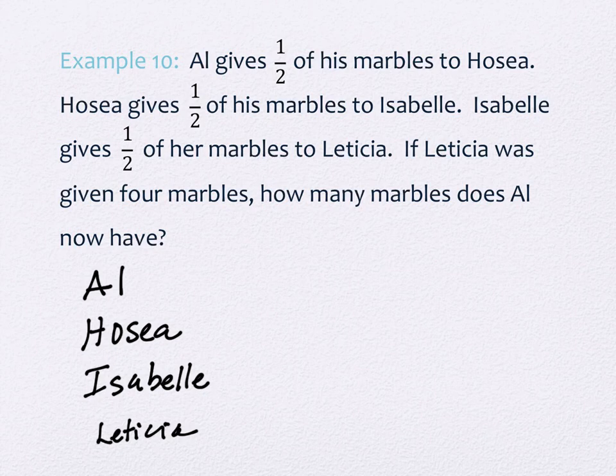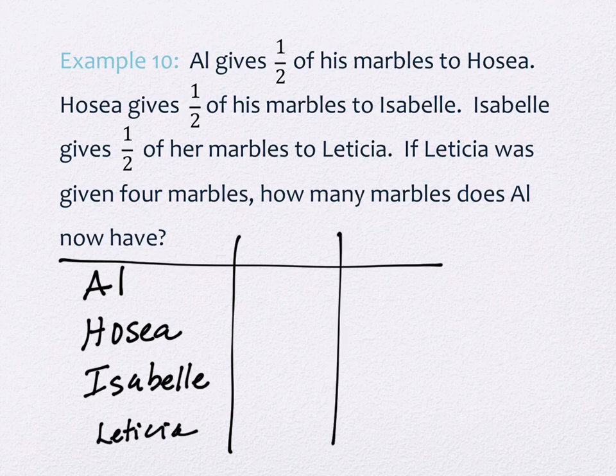All right. So Letitia, presumably, because the description sort of indicates that, didn't start out with any marbles. But how many does she have now? She has 4. So let's look at this as what she started with and what she has now. She started with 0 and she has 4 now. Okay, where did her 4 marbles come from? From Isabel. Isabel gave her the 4 marbles, right?